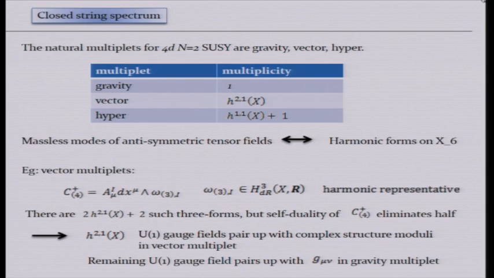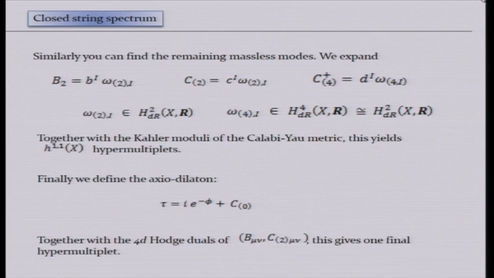And then we have one remaining U1 gauge field, which comes from a linear combination of h30 and h03. And it's universal, of course, because for any Calabi-Yau manifold you have a three-form. So since it's universal, it has to pair up with the graviton in the gravity multiplet. So that's the one you have over here.